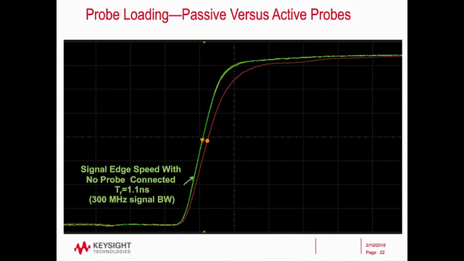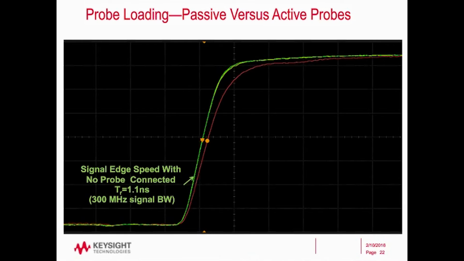I'm going to illustrate this with a couple of screenshots. So, consider this green trace there. What I've got is a special fixture where I'm able to run a signal straight into the scope. But that signal is also exposed so that I can touch it with my probe. So before I touch the signal with the probe, I can see that the signal has a 1.1 nanosecond edge.